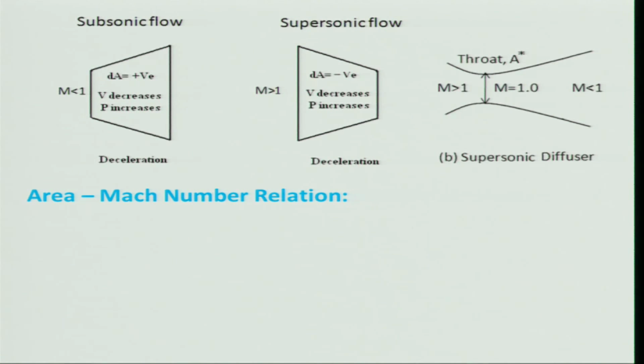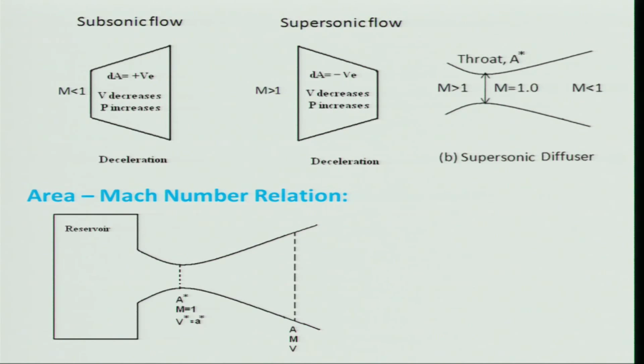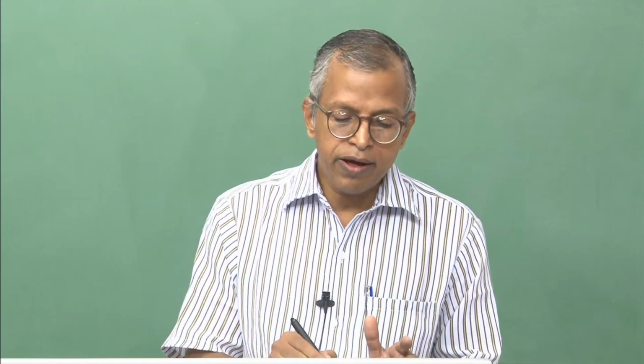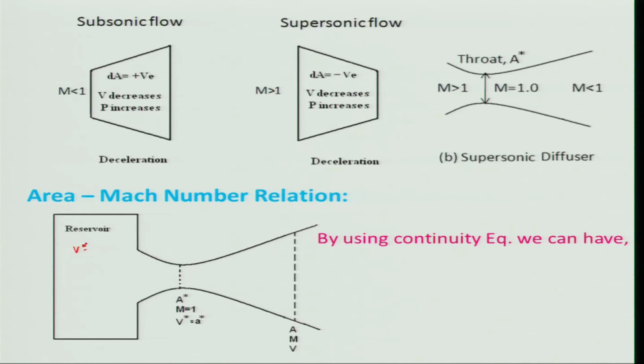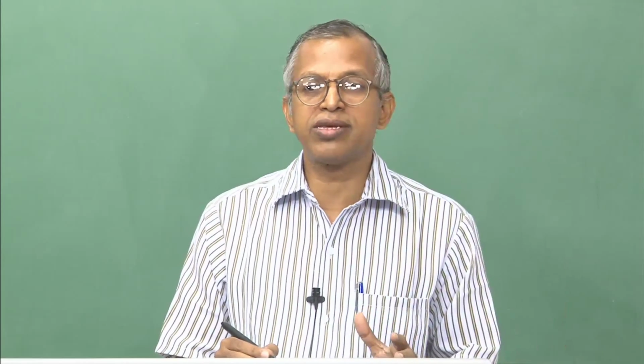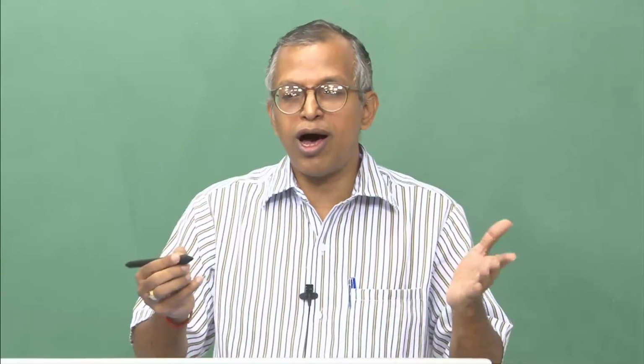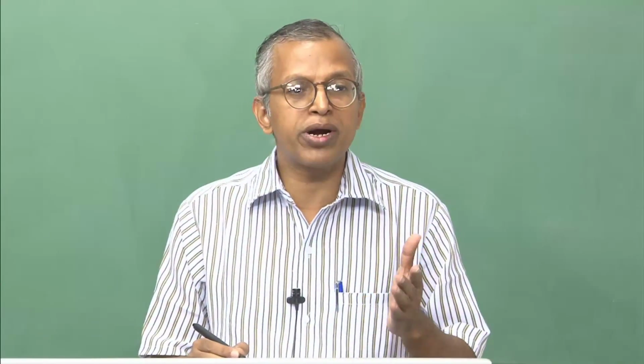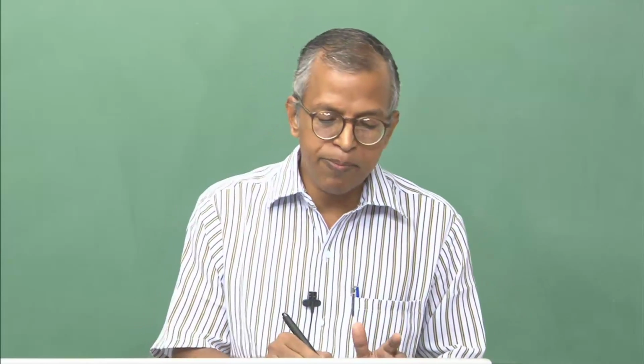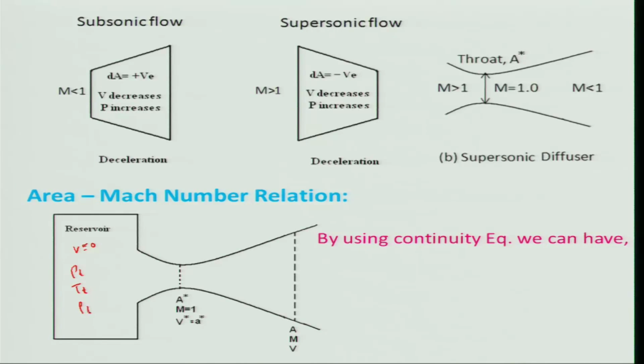Now, we look at the area Mach number relationship. Let us consider a convergent divergent duct, which I have shown attached to a reservoir. Reservoir means that velocity will be almost equal to 0, since it is a very large area. And if velocity is almost 0, then the properties will be the total or stagnation properties, like Pt, Tt and rho t, right, total temperature. And this is our throat area, where the flow is likely to be in sonic condition. Therefore, I am using star here, right.